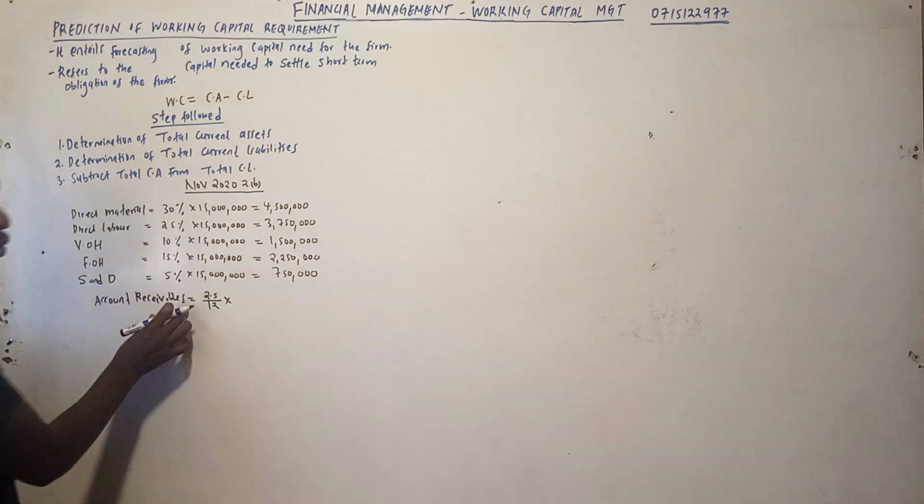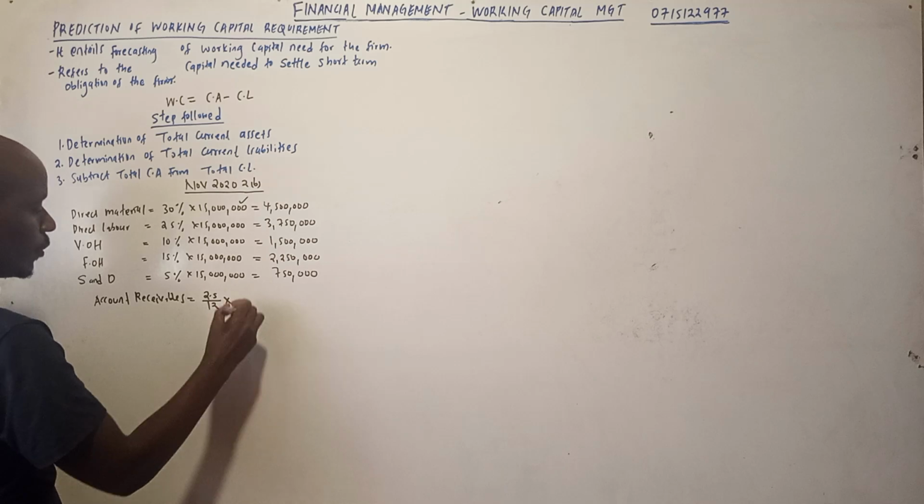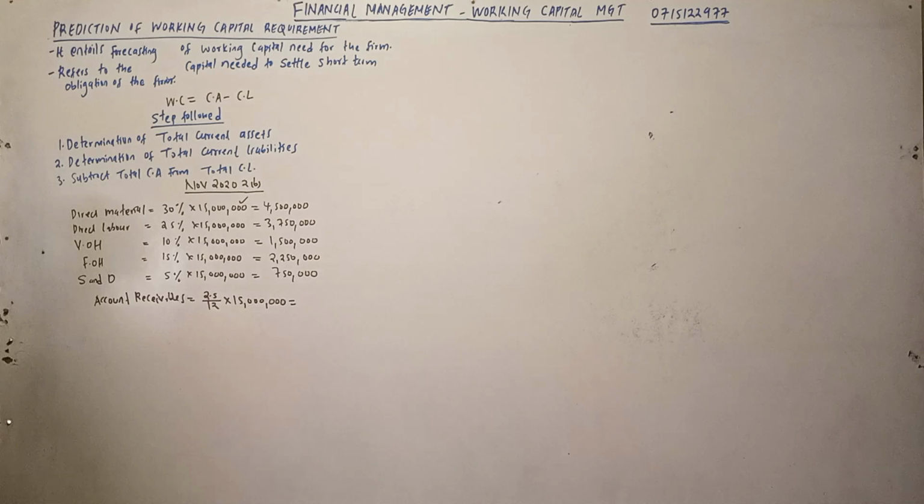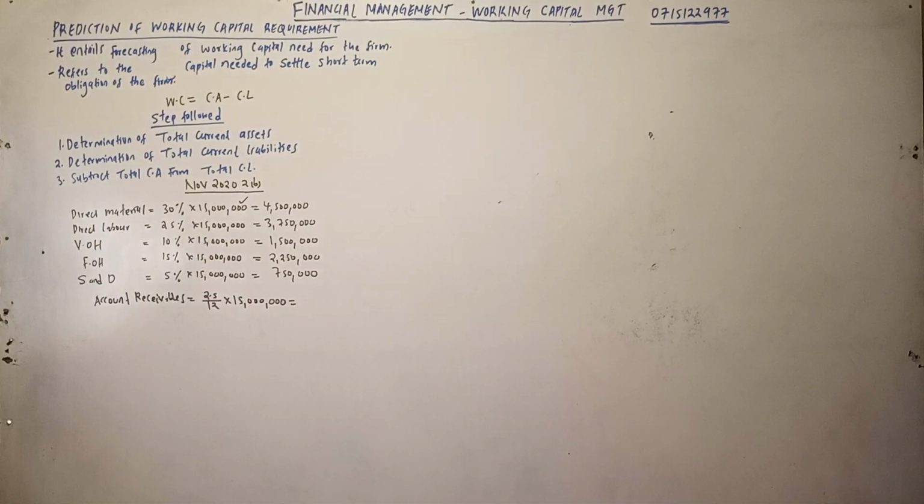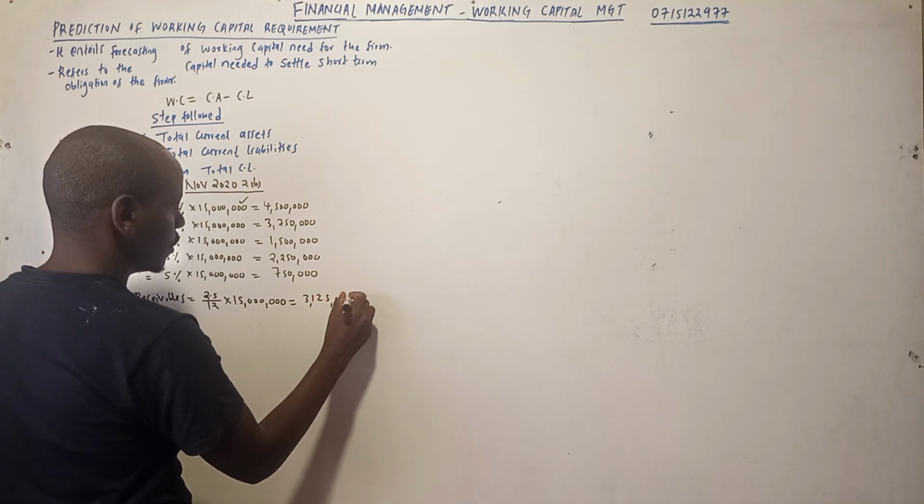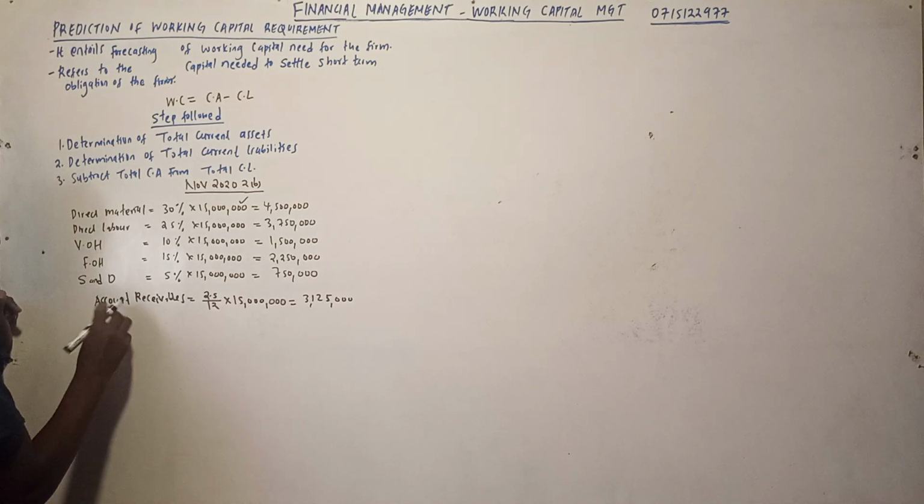Now receivables goes with the sales, so you need to know that one. Our sales are on credit, so this is our sales, 15 million. We are going to assume the sales are on credit. So how much is that? It is 2.5 divided by 12 times 15 million, which is 3,125,000. And when we finish with receivables we go to inventory, number 2.